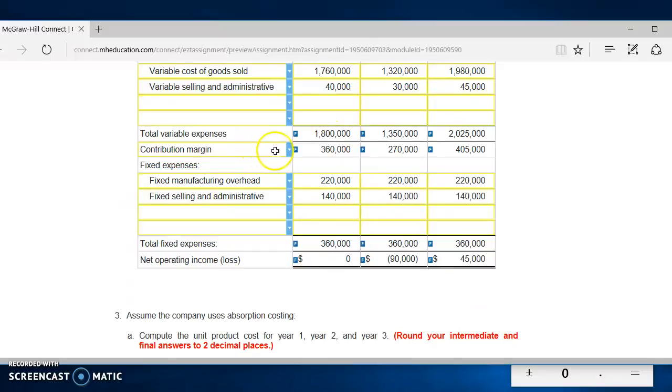And then go ahead and do your contribution margin, and that is what's left over after you have subtracted the cost of whatever it is you're selling. And then you have your fixed expenses, and I think that was already given, total fixed expenses, and then your operating income. So that's number 2.